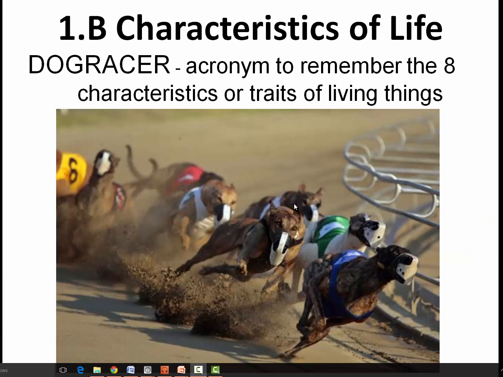Okay, so DOGRACER. DOGRACER is an acronym to remember the 8 things that all living things have. I put a picture of a dog race up there. These are greyhounds. I can't say that I really like the idea of dog racing. It's not a very good system for greyhounds, but that's neither here nor there.